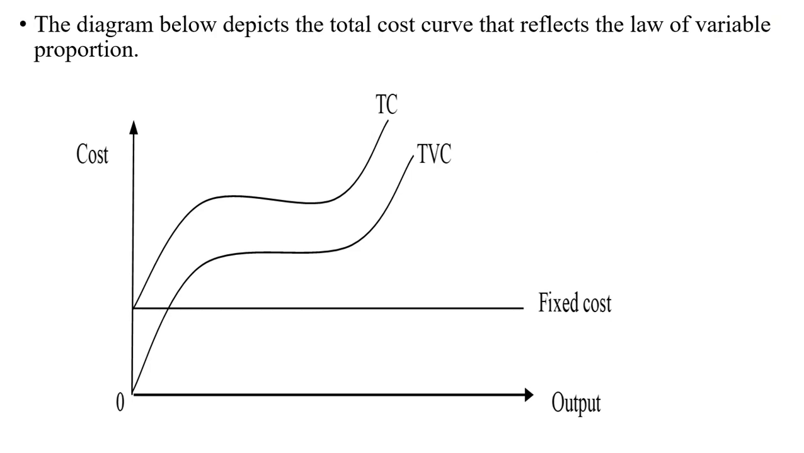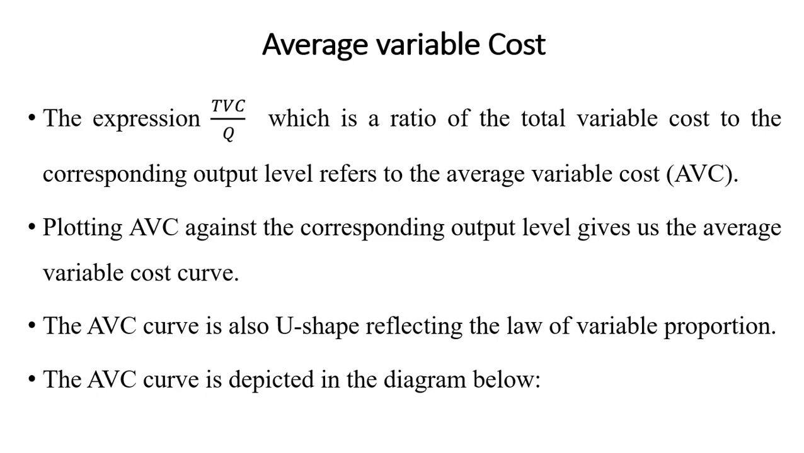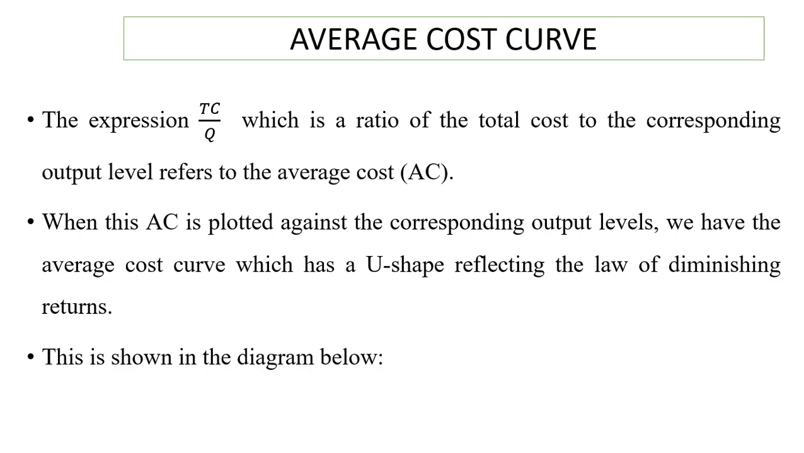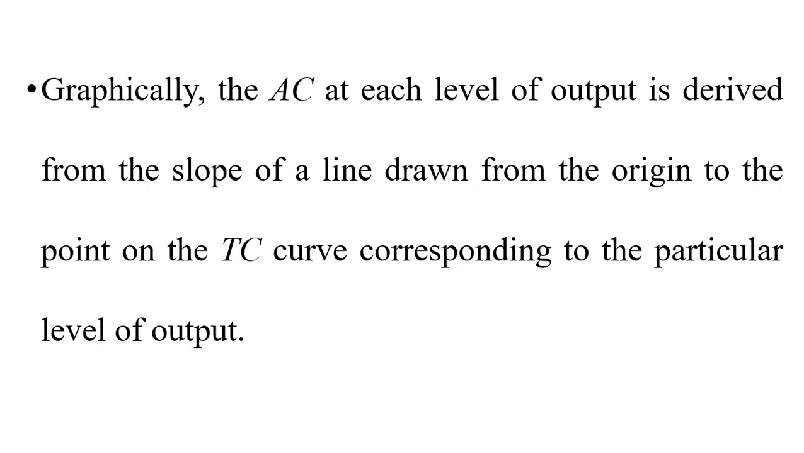It initially decreases because the slope from the origin to any point on the total cost curve is initially decreasing. So as the output increases, as you move from left to right, the slopes will be decreasing, until it gets to the minimum, but beyond that point, it will begin to rise again. So it will also have a U shape, which reflects the law of variable proportion.